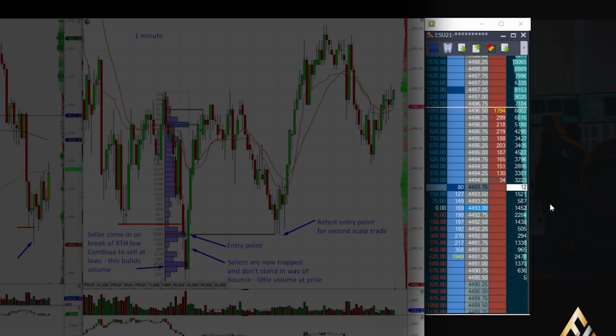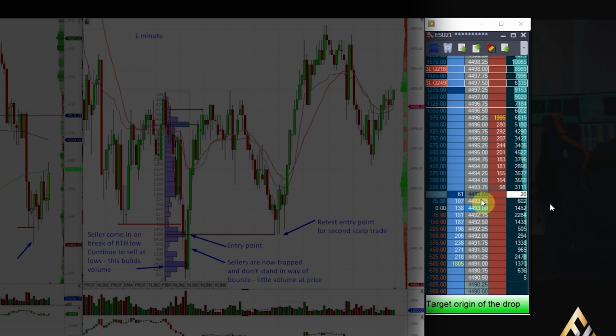So reasonably nice tight stop. You're looking around about 6-8 prices on that trade. So not a very big stop at all. And then you're looking for this run up of 5 full handles, so 20 to 25 ticks here. So risk reward is good on the trade. And now it's just a case of allowing this trade to roll back up to the origin.